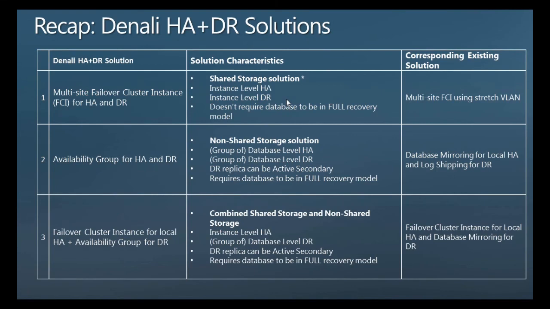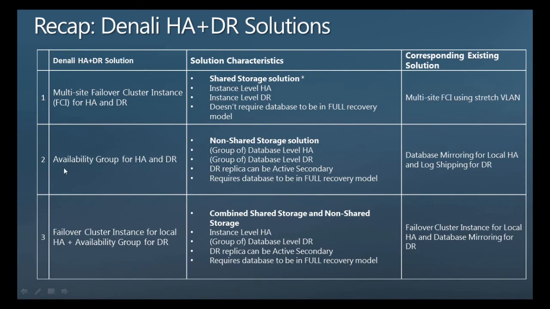Here's a recap. These are the 3 solutions we discussed and walked you through in this session. With multi-site failover cluster instance, you have instance level HA and DR. You don't need the database to be in full recovery, but you need a very expensive SAN disk and hardware level replication. The corresponding existing solution is using a multi-site FCI with a stretch VLAN to simulate that you're in a single subnet.